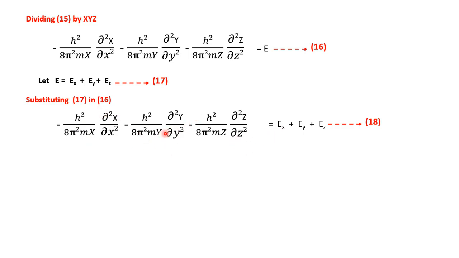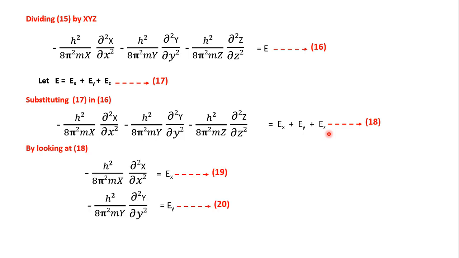Second term on the left hand side depends only on y. Second term on the right hand side depends only on y. They can be equated. Third term on the left hand side depends only on z. Third term on the right hand side depends only on z. They can be equated and we'll get three equations like this.